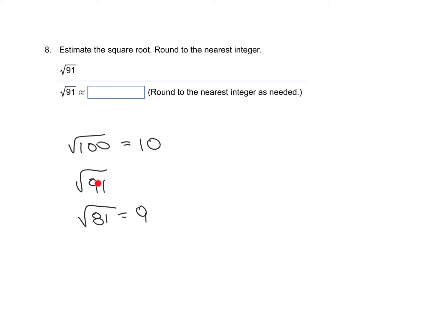Okay, it's 10 units away from that, it's 9 units away from that. We'll round it up to 10 because it's closer to there. So we will say the square root of 91 to the nearest integer is about 10 because it's closer to 10.